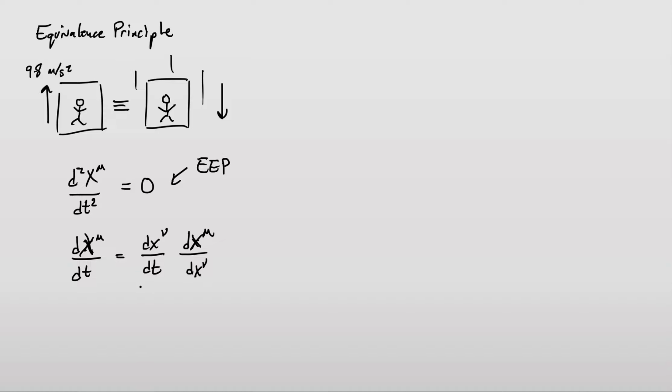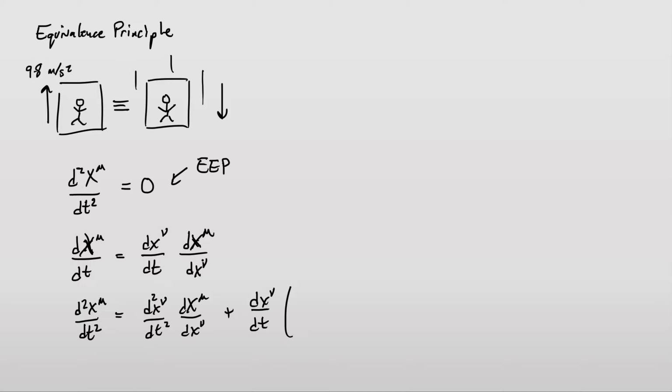We can therefore expand this out a little bit more if we take the double derivative. d squared big X mu with respect to dt squared is equal to the time derivative of this. With the chain rule, it's going to be dx nu squared with respect to time times d big X mu dx nu, plus dx nu dt times the second derivative of this guy right here.